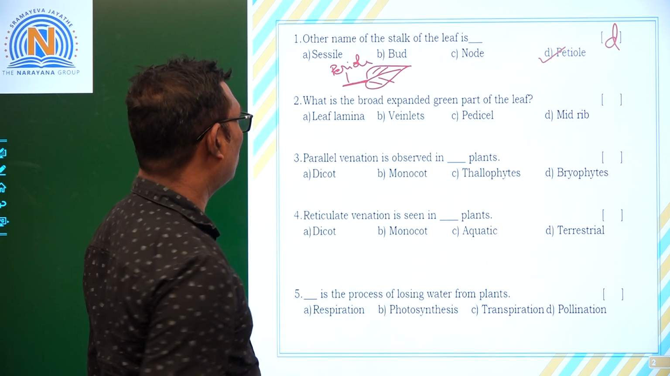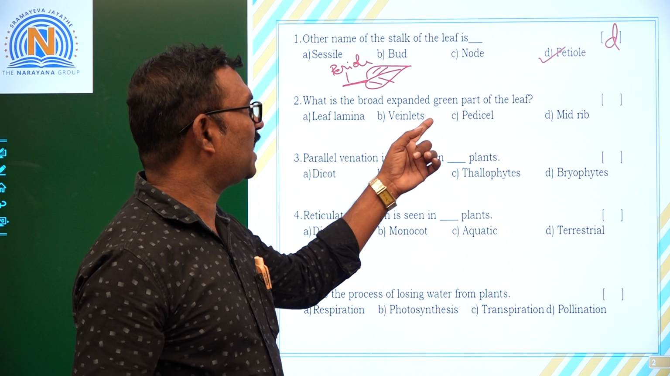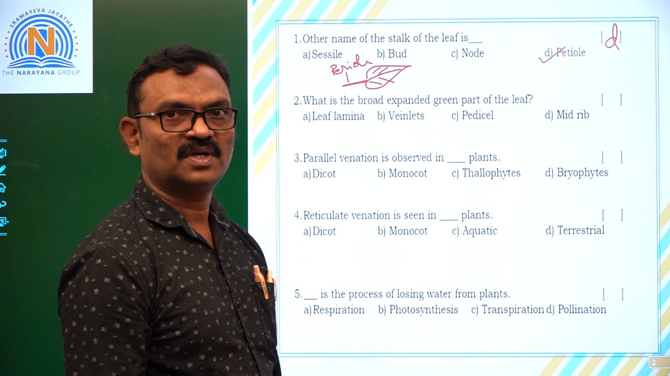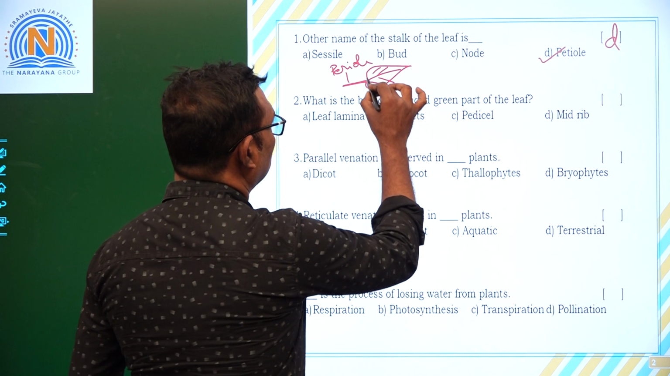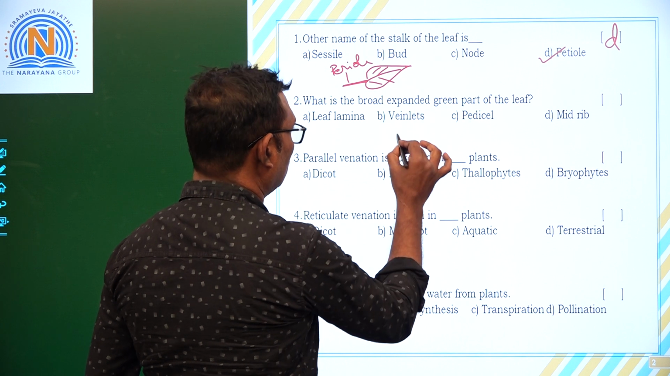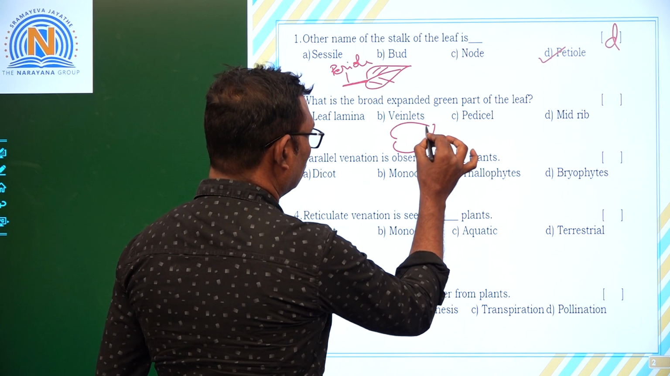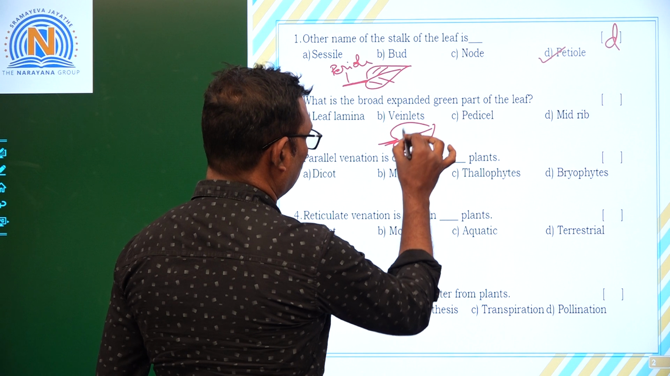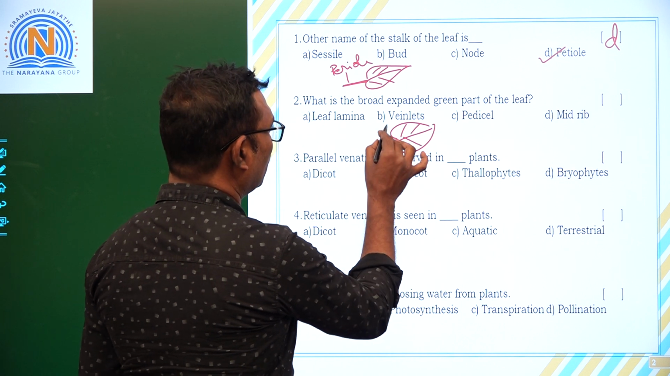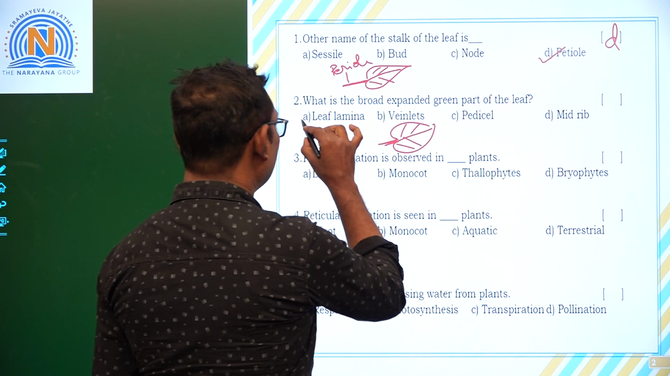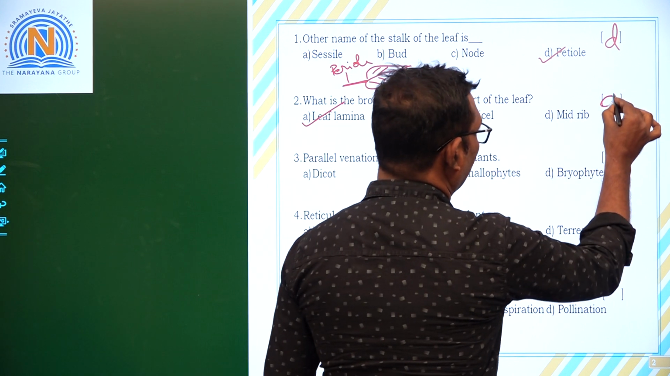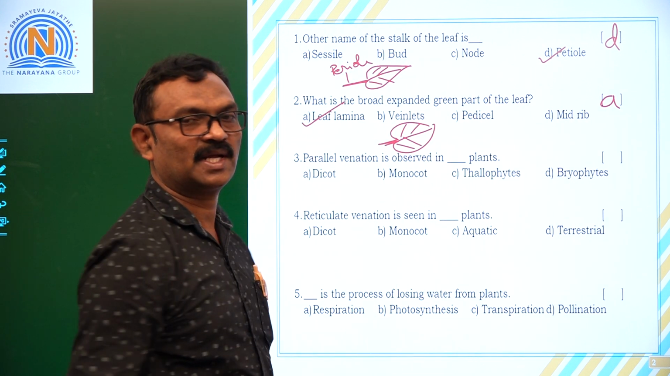Okay. Now, what is the broad expanded green part of the leaf? Broad expanded green part. This all broad expanded green part. This one. Yes, what is it called? Leaf lamina, midrib, pedicel, or others. Yes, it is leaf lamina. Yeah, these are all called leaf lamina.